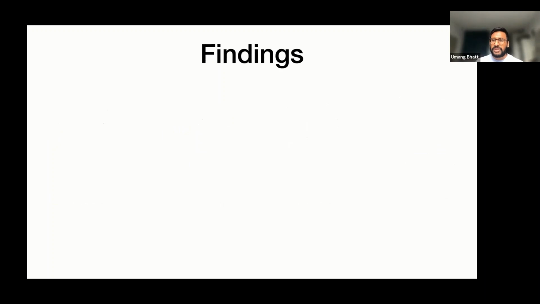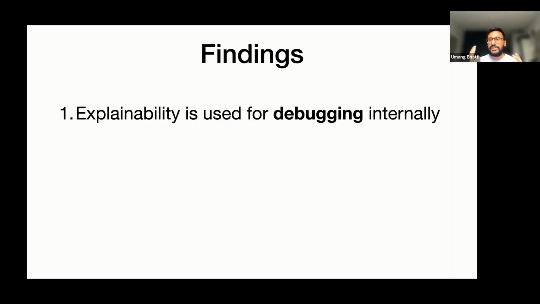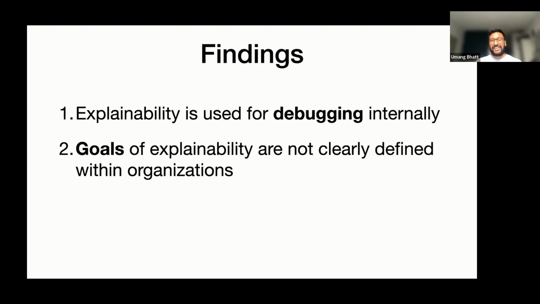So I won't bore you with anything more, and I'll jump into some of the meat of our discussion, but the findings of this work are threefold. The first is that explainability is primarily used internally for debugging within organizations. So contrary to what you'd observe in the research literature, people are basically just using these systems because they're convenient and it kind of makes sense to use them. The goals of explainability are not necessarily clearly defined within organizations, and that makes for a rather tumultuous experience when trying to operationalize these things.